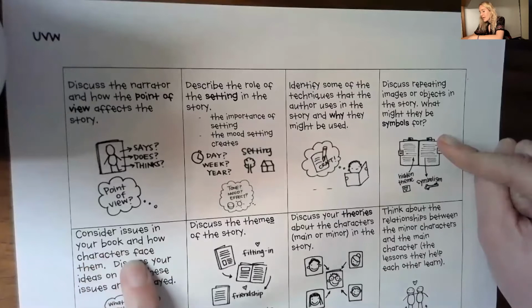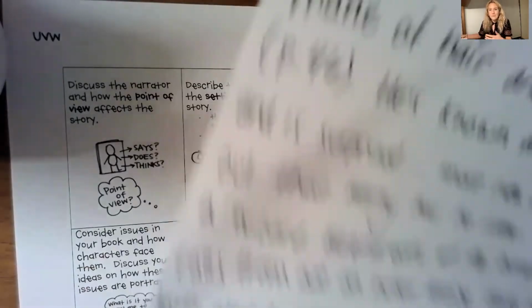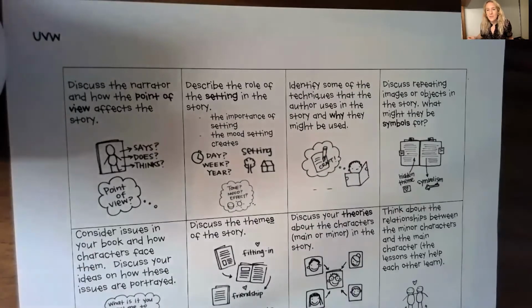Consider issues in your book and how characters face them. Discuss the ideas on how these issues are portrayed. I mentioned that his parents died. I didn't really say anything else. You're probably getting the gist here, right?